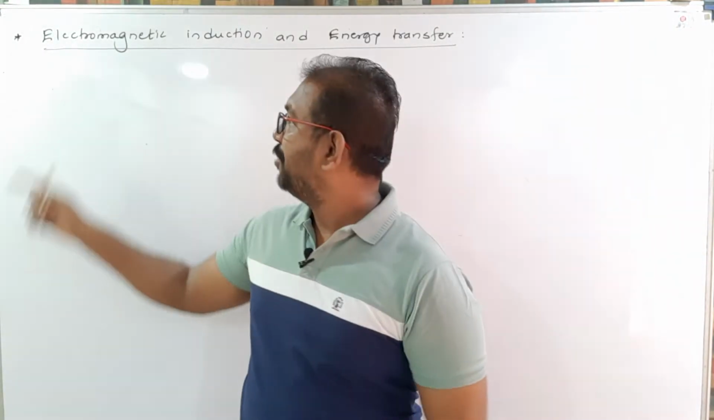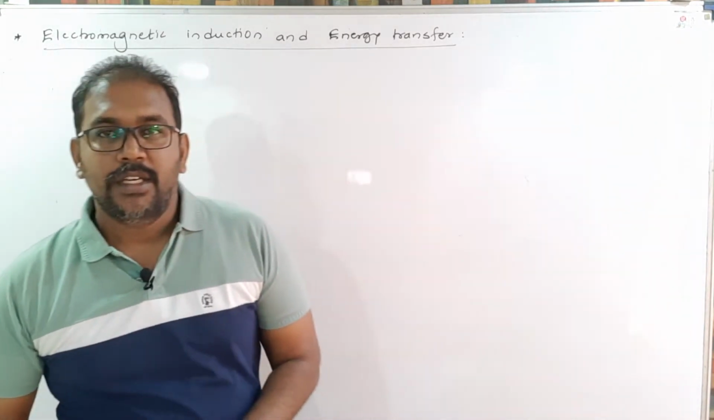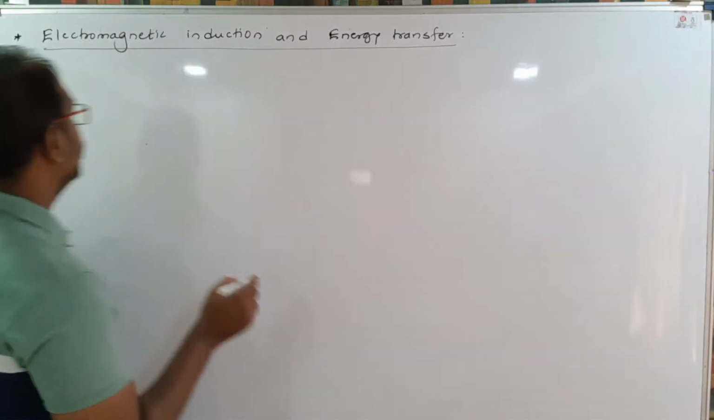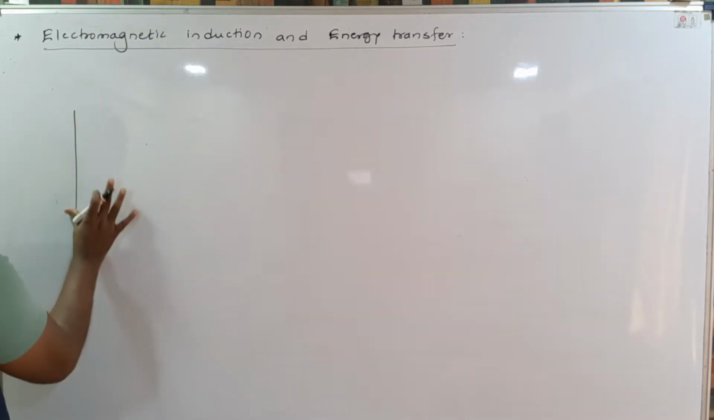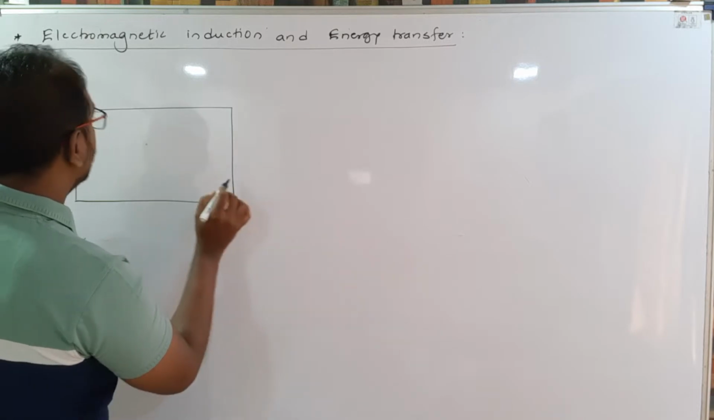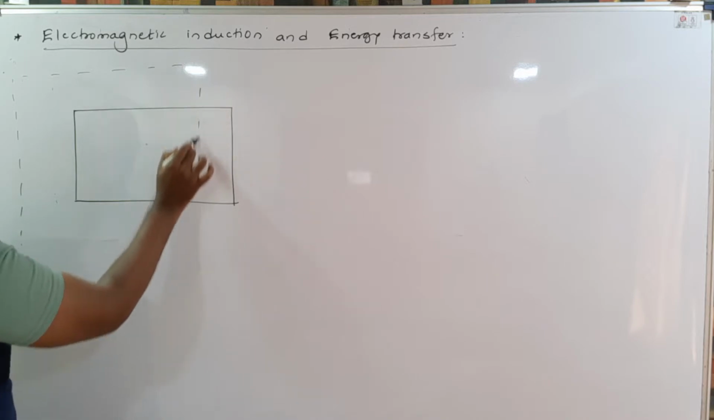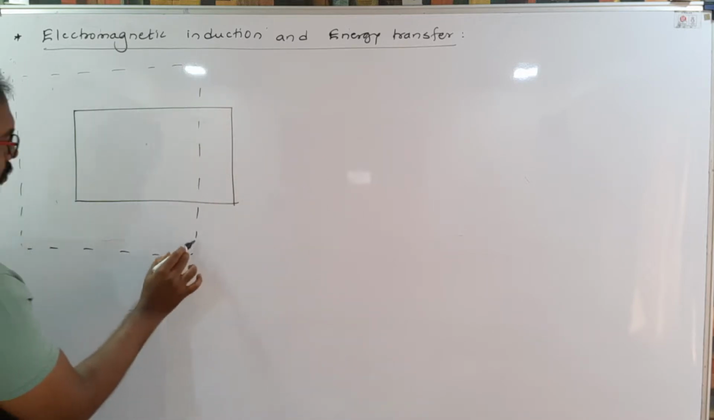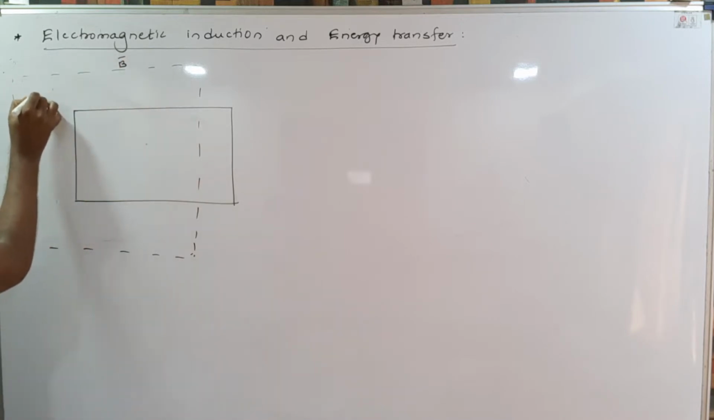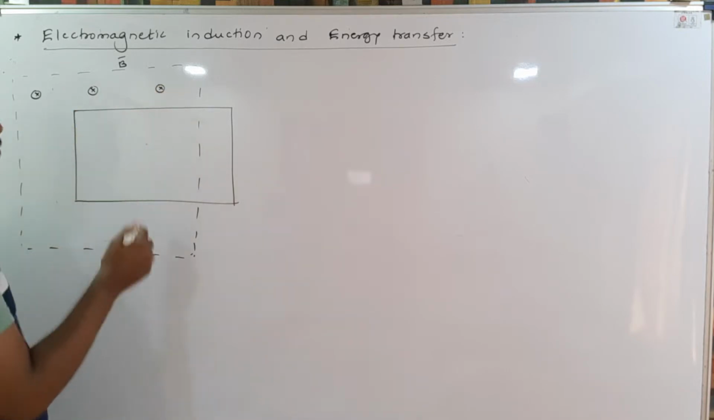Hello students, we have to learn the article electromagnetic induction and energy transfer. To learn this article, we consider a loop of wire ABCD. It is placed in a uniform magnetic field B. So this is the direction of the magnetic field. It is in the plane of the paper.